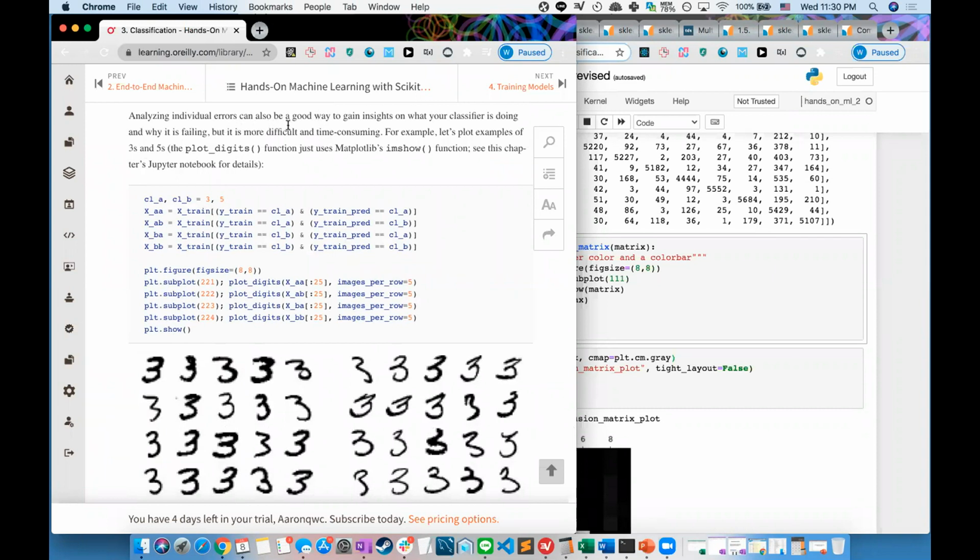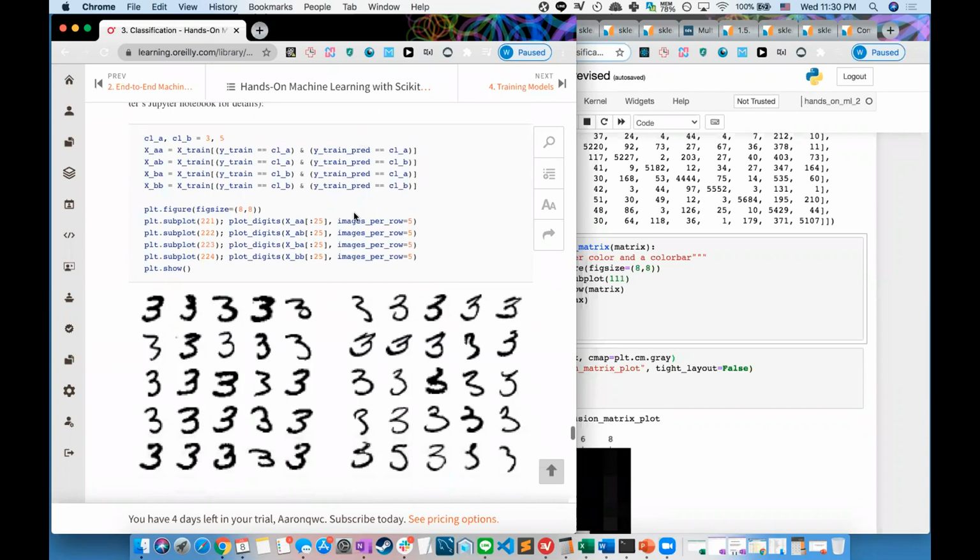Analyzing individual errors can also be a good way to gain insights on what your classifier is doing and why it's failing, but it's more difficult and time consuming. For example, let's plot examples of 3s and 5s. The plot_digits function just uses matplotlib's imshow function. See this chapter's Jupyter Notebook for details.